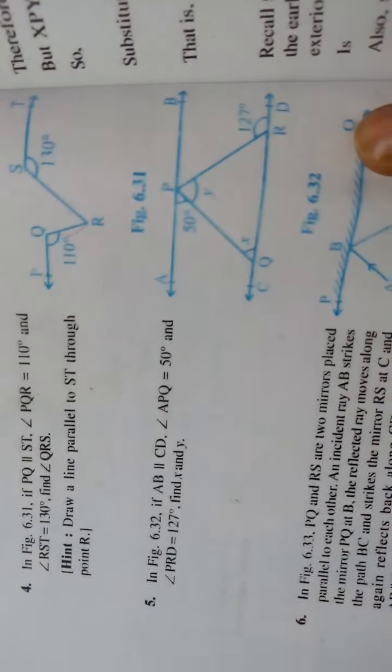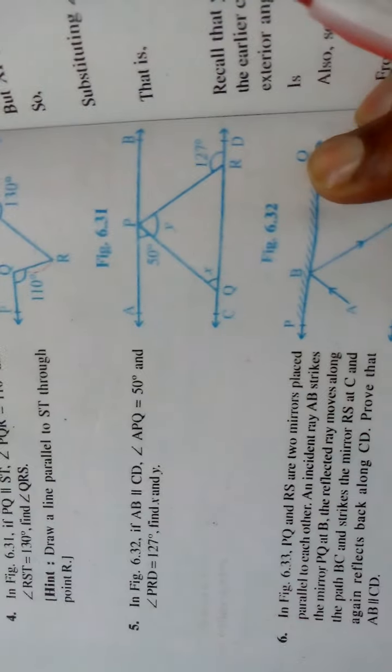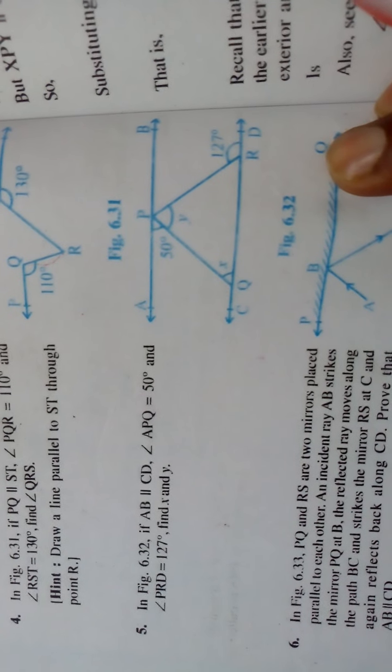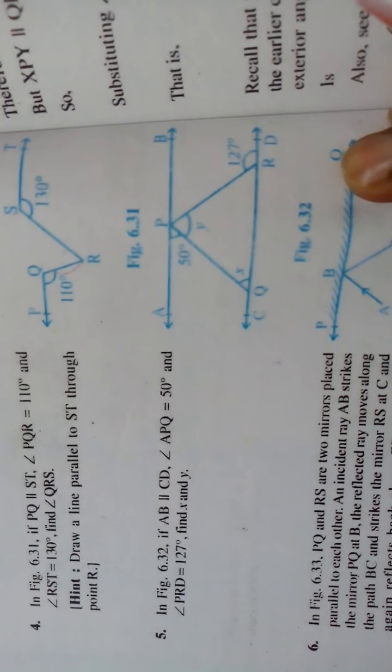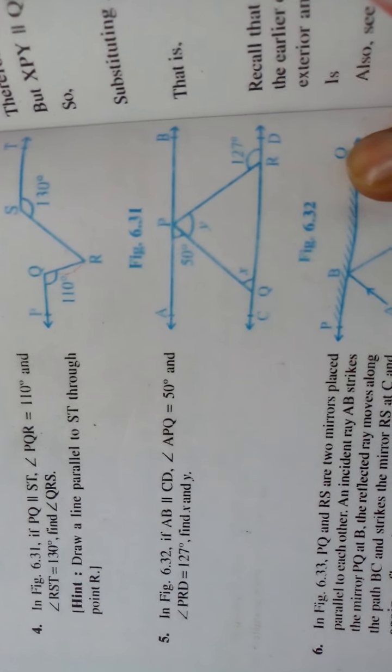Question number 5. Question number 5 is given like this. AB is parallel to CD. PQ and PR are two transversals, and the angles given are 127 degree and 150 degree, 50 degree. Find X and Y.